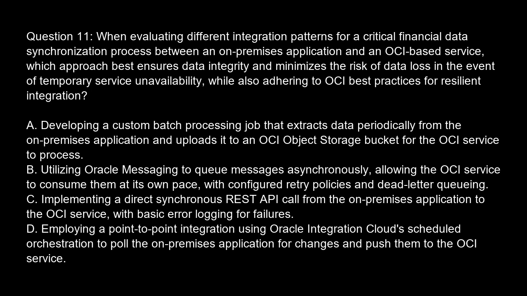Option B. Utilizing Oracle messaging to queue messages asynchronously, allowing the OCI service to consume them at its own pace, with configured retry policies and dead letter queuing. Option C. Implementing a direct synchronous REST API call from the on-premises application to the OCI service, with basic error logging for failures. Option D. Employing a point-to-point integration using Oracle Integration Cloud's scheduled orchestration to poll the on-premises application for changes and push them to the OCI service.